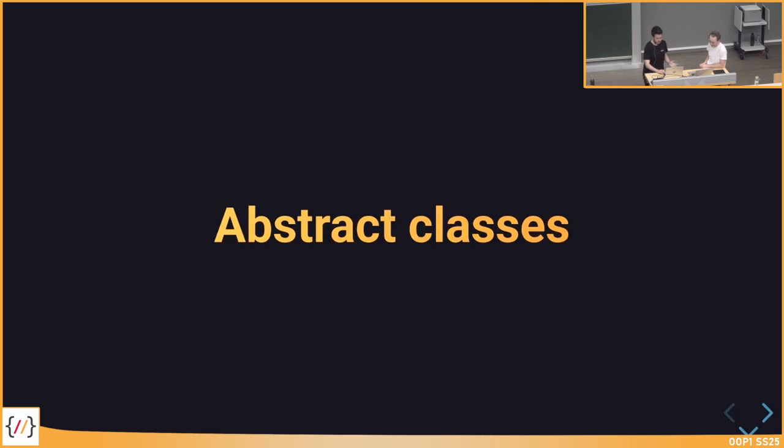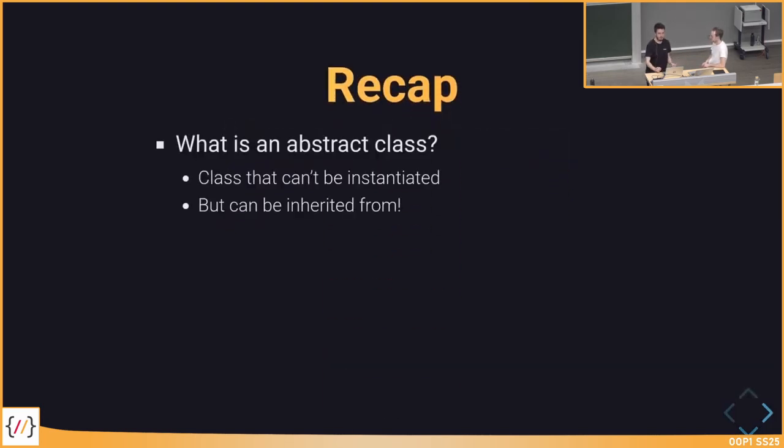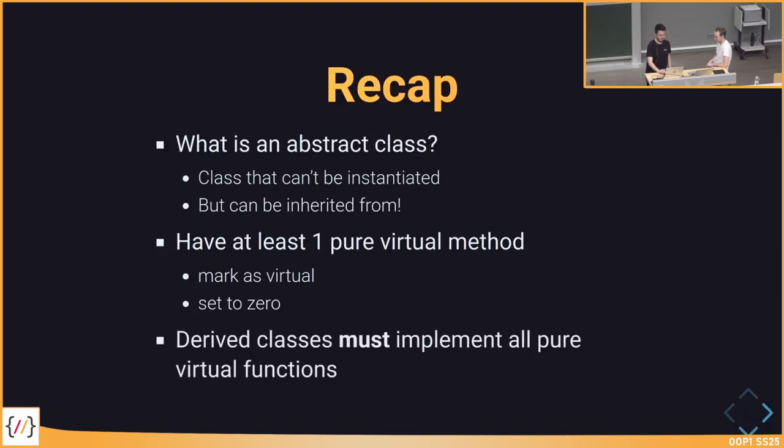Maybe let's at first just take a short recap of what abstract classes even are. If you remember, an abstract class is just a class that we cannot instantiate or create, but more importantly, we can inherit from it. To create an abstract class, you can't really write abstract in front of it, but you just mark one method as virtual and then set it to 0. So just write equals 0, and then it's a pure virtual method, as it's called. Most importantly, all derived classes now absolutely must implement this method, but we'll come to that a bit later.